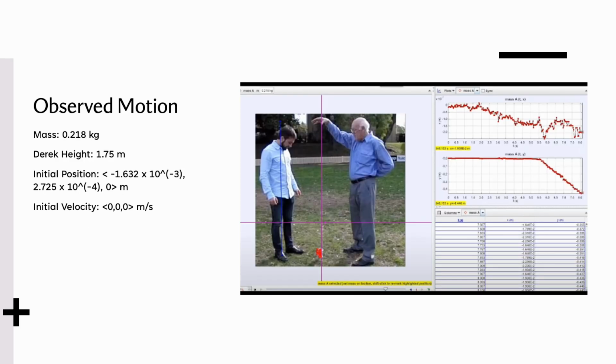For the observed motion, I analyzed a video from Veritasium's channel. The slinky in the video has a mass of 0.218 kilograms, and the calibration was based on Derek's height of 1.75 meters. To collect data, I used Tracker to map the position of the slinky frame by frame. The initial conditions were as follows. Initial position: minus 1.632 times 10 to the minus 3, 2.75 times 10 to the minus 4, 0, and initial velocity 0, 0, 0.